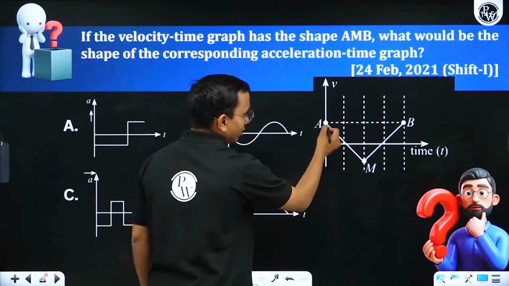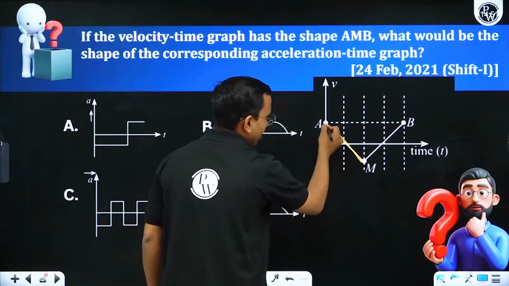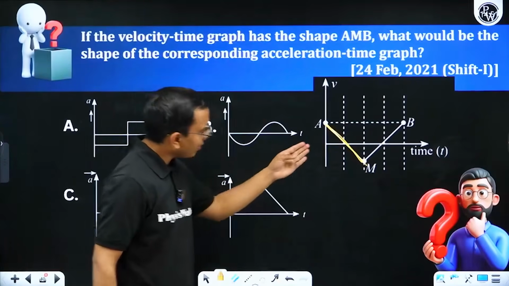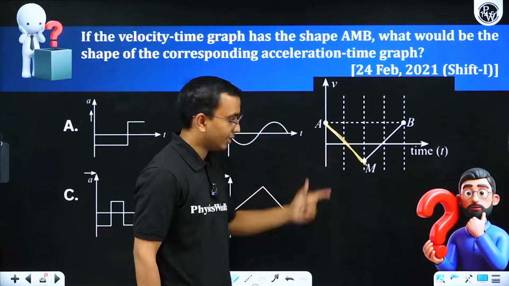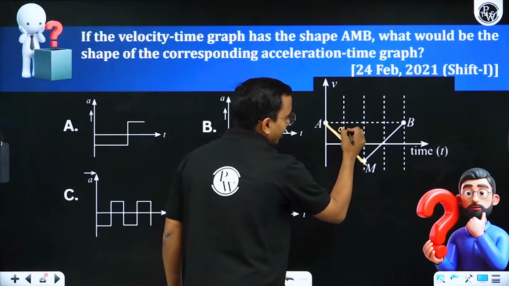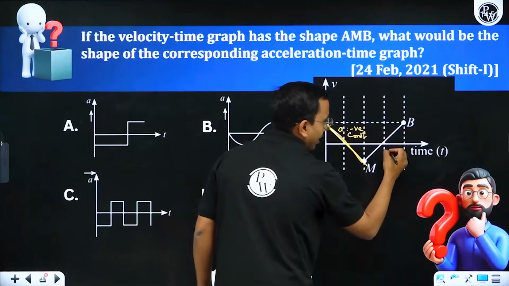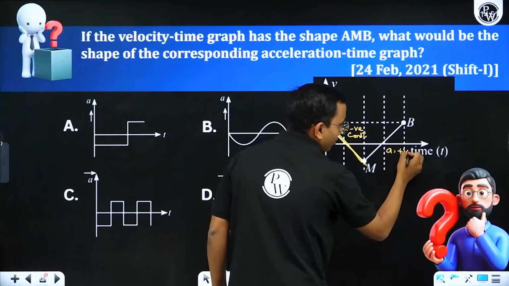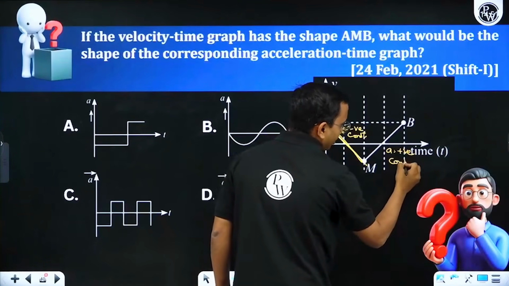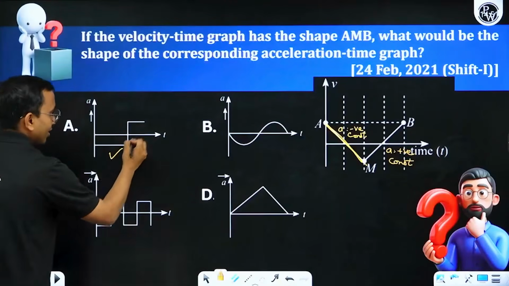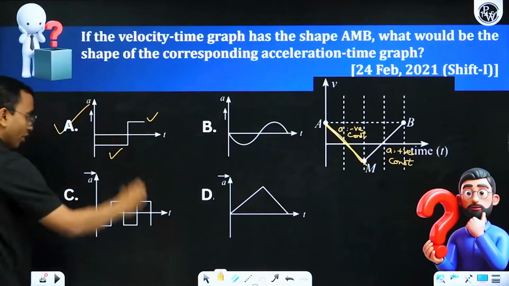The v-t curve is given, and the slope is negative, a straight line. So acceleration is negative and constant. Similarly here, the slope is positive and constant, so acceleration is positive and constant. First acceleration is negative, constant, then acceleration is positive, constant. We got option A.